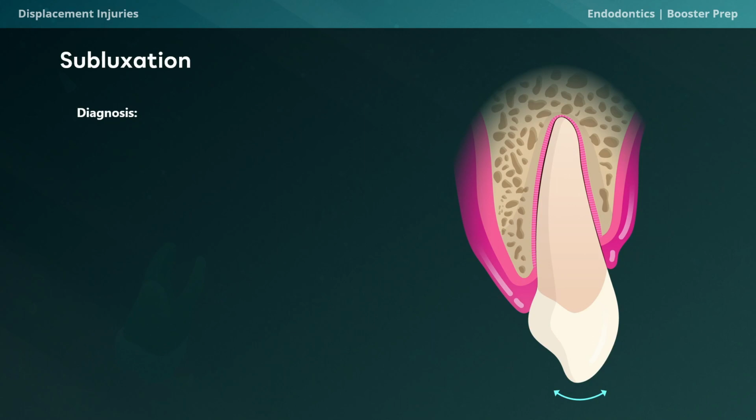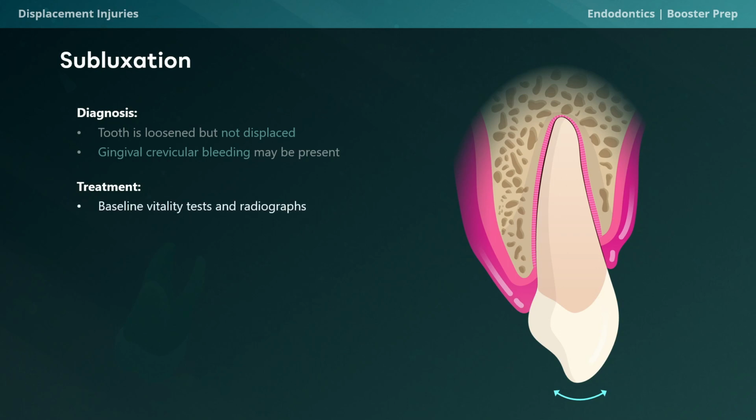Subluxation, on the other hand, describes a condition where the tooth is loosened but not displaced from its original position. This can present with some bleeding around the gingival collar of the tooth due to the loosening, but it's usually pretty slight. As for the treatment, again, since there's no underlying issue here, the initial steps are the same as with the concussion. So you get baseline vitality tests and radiographs, and you perform an occlusal adjustment if necessary.